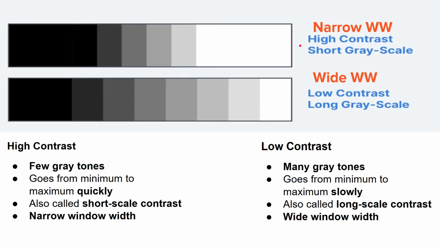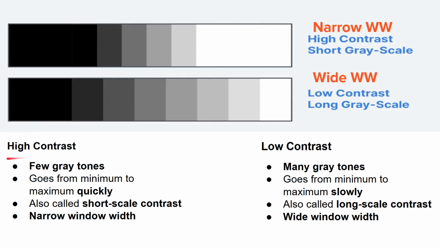Then we have wide window width. There's a wide variety. It's gray, getting a little darker, getting a little darker, getting a little darker, now black. This is low contrast. There's not as much difference between these shades of gray.